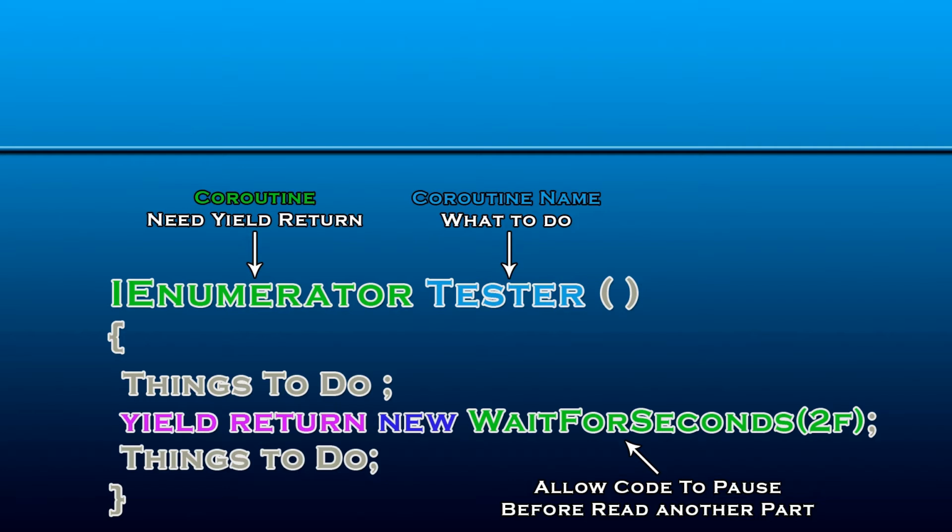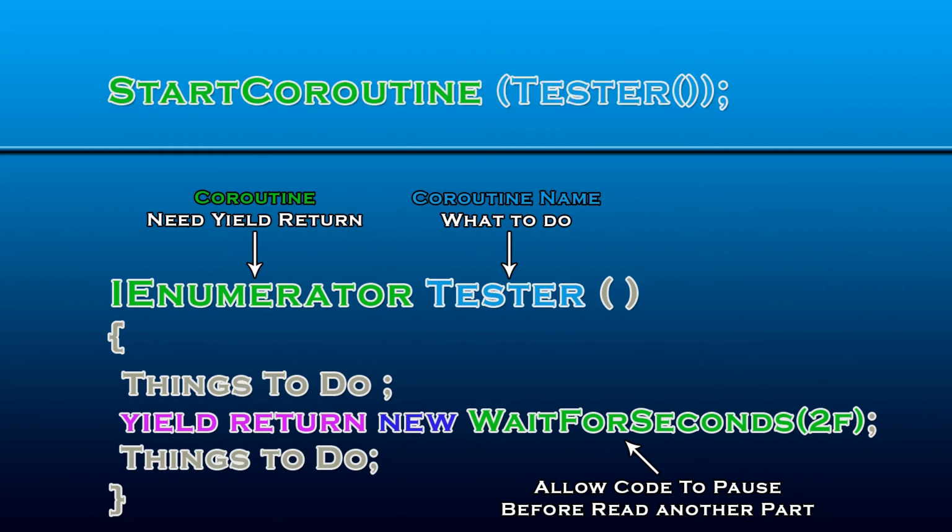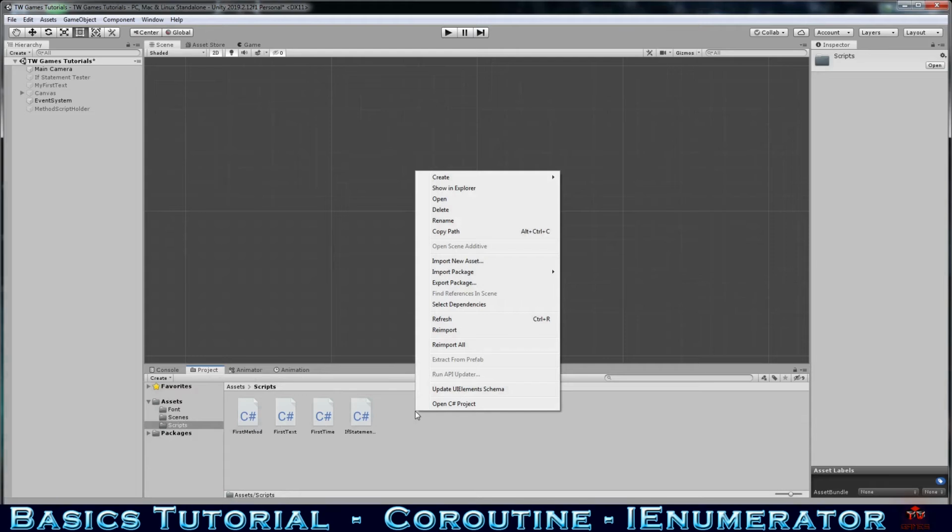To call coroutine, we write StartCoroutine, and after that we write the name of the coroutine. So StartCoroutine is our coroutine call, and Tester in this case is our coroutine name. So let's jump in Unity and write some code.